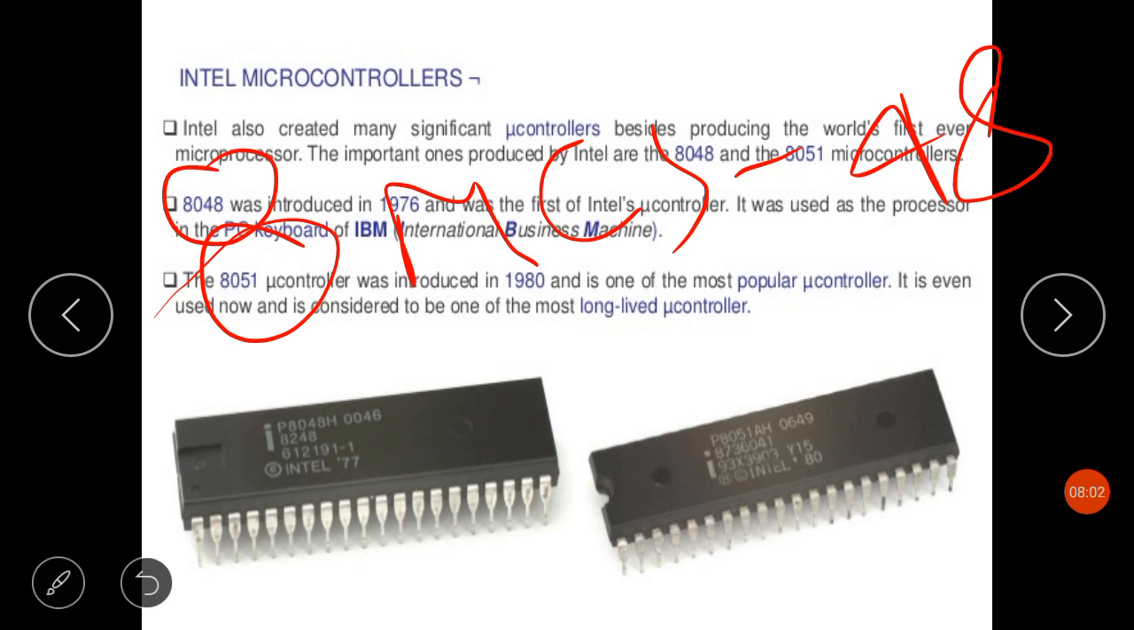So this was all about the evolution of microcontrollers. I am ending this class here. In the next lecture, I will be discussing the different types of microcontrollers, that is, the categories of microcontrollers.